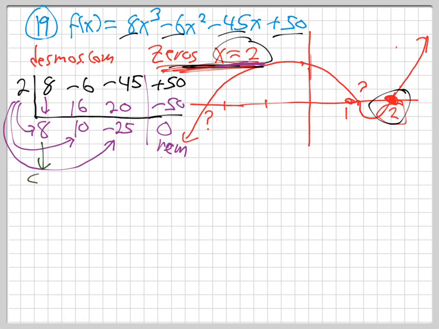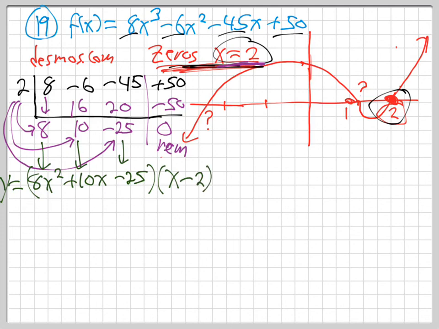Well, what's left is these guys, 8x squared plus 10x minus 25. That means we have y equals that times x minus 2. Remember, you take the opposite of plus 2, opposite. So what we've done so far is we've factored or broken down the original x cubed function to be an x to the first power, x minus 2, because I told you x equals 2 is one of the zeros, or you could see it if you graphed it.